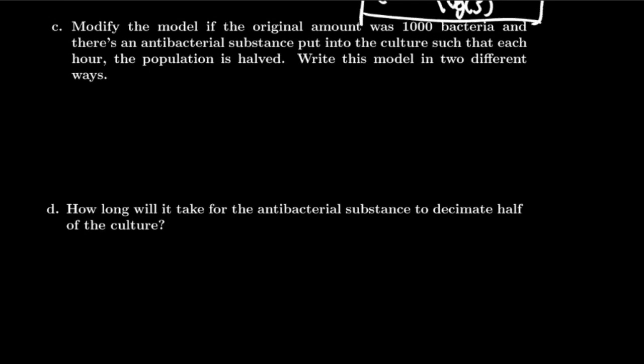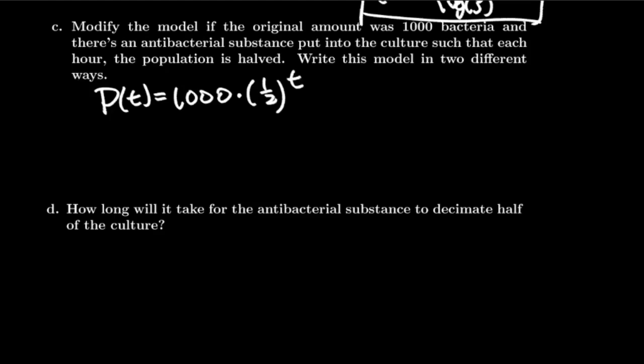Now let's modify the model. Let's say the original amount was 1,000, and there is some sort of antibacterial substance put into the culture such that each hour the population is halved. So P of t, we start with 1,000 and then that gets transformed. How is it transformed? It gets multiplied by 1/2 each hour. So you can think of it like that.